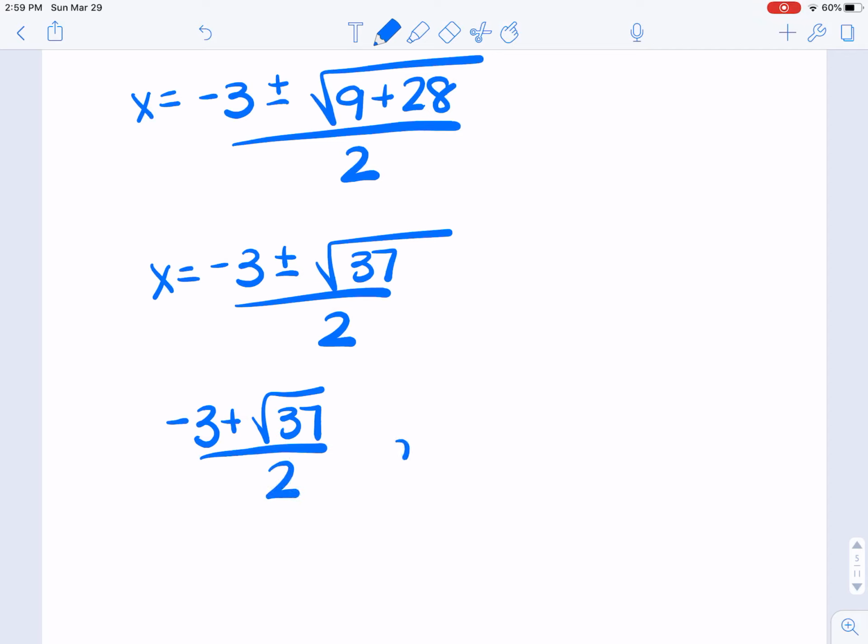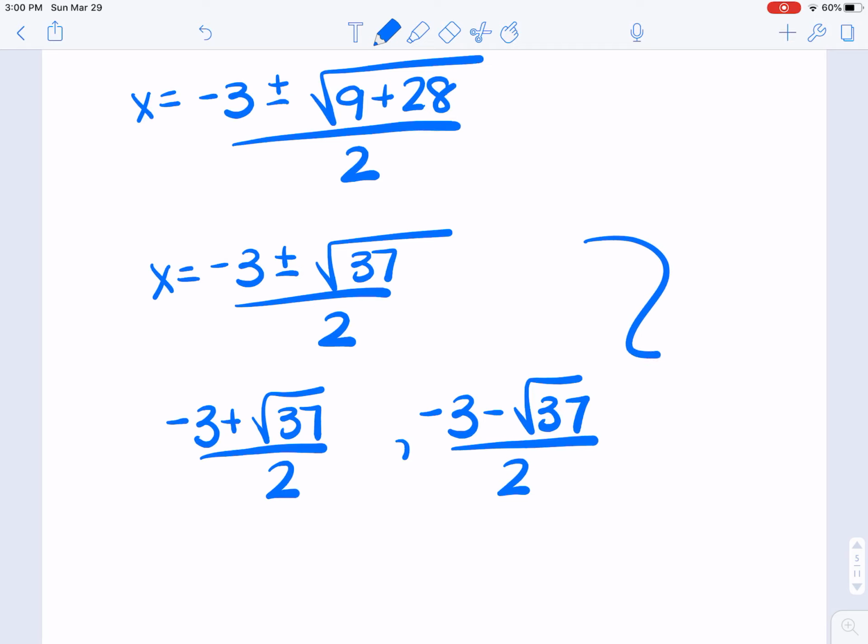The catch is, if for some reason they ask you for an exact answer, these two answers that I have right here, negative 3 plus the square root of 37 over 2 and negative 3 minus the square root of 37 over 2, which can be written just like it is right above, are considered to be exact answers because nothing is being rounded. However, when they ask you to round, you are going to have to type that into your calculator. So I'm going to go ahead and do that.